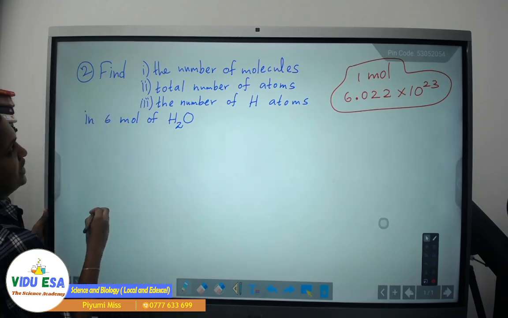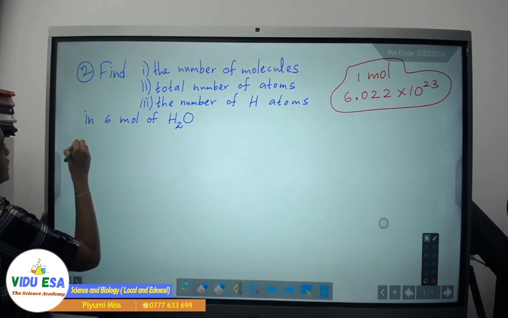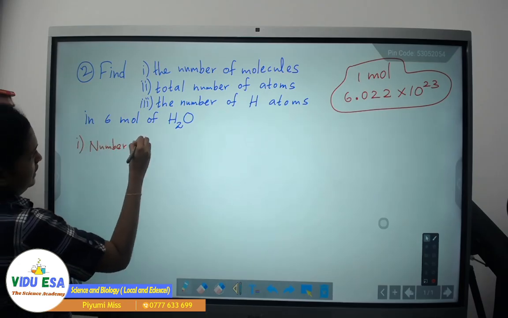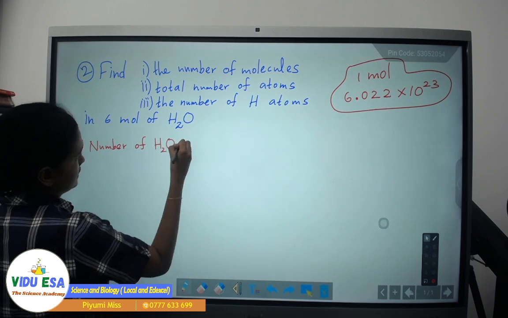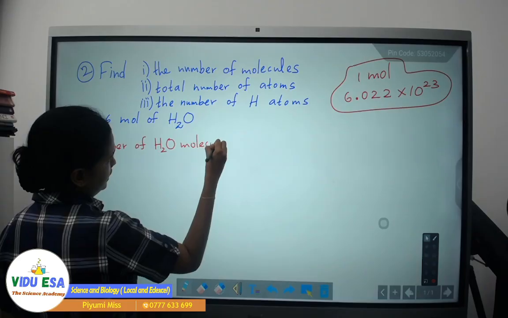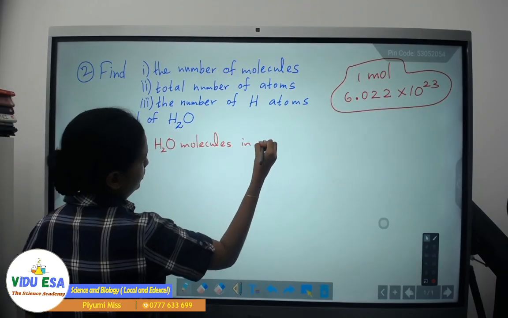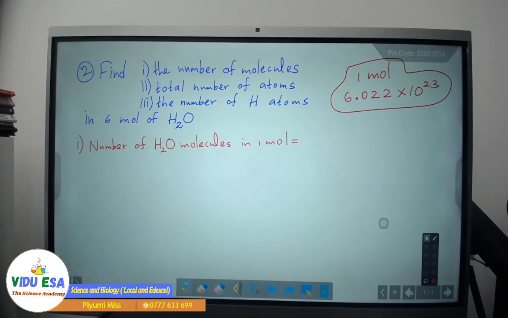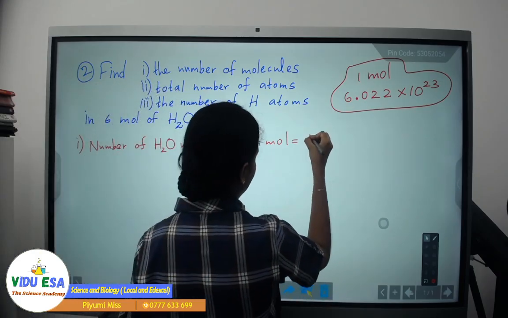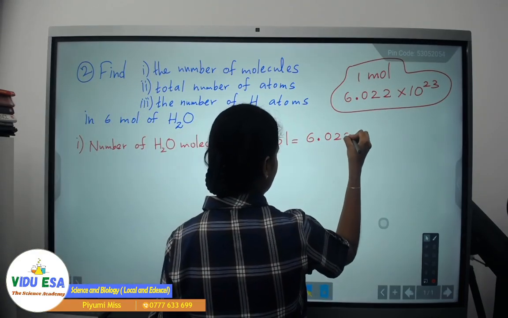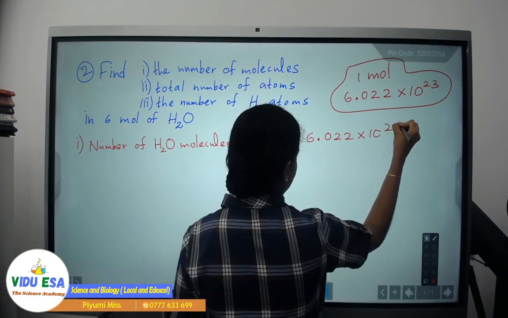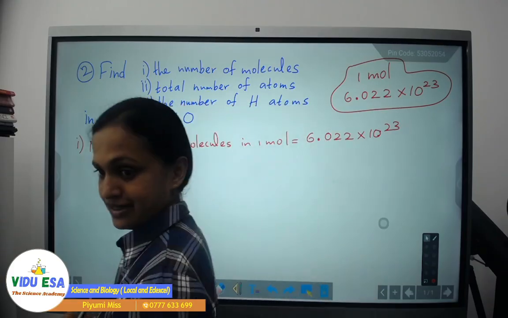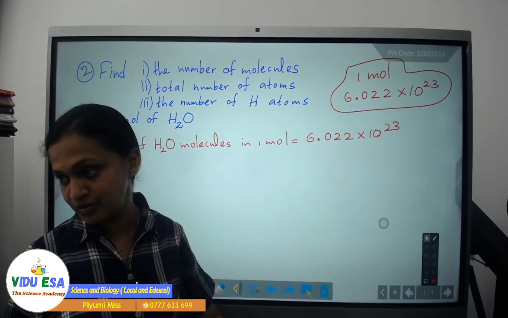The number of molecules, Hari. So, first part. I can say number of H2O molecules in 1 mole, right? Number of water molecules in 1 mole is equal to 6.022 into 10 to the power 23. This much of water molecules are there in 1 mole, right? But here it says that there are 6 moles.